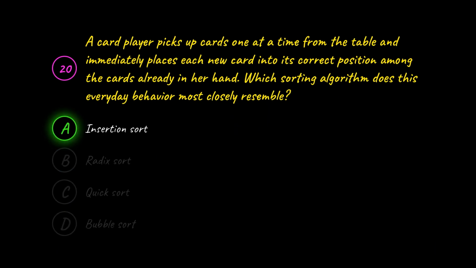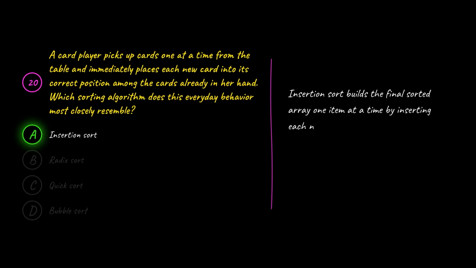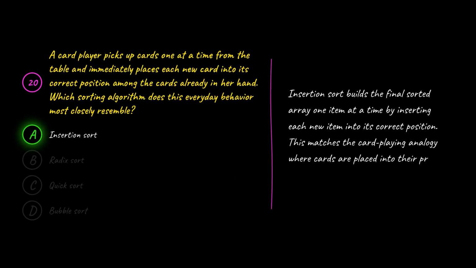The correct answer is A. Insertion sort. A is correct because insertion sort builds the final sorted array one item at a time by inserting each new item into its correct position. This matches the card playing analogy where cards are placed into their proper spots immediately.